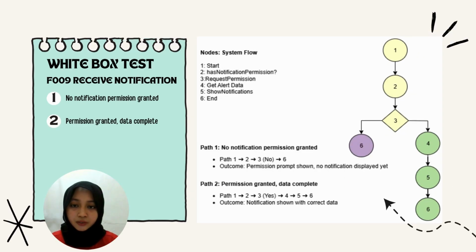Next, we have receive notification in F009, which will display the alert notification from the RFID kitchen that has been scanned by the IoT scanner. We have a few parts. Part 1 is no notification permission granted, which allows a flow of 1, and it goes to 2. It will go to 3, which is request permission. If no notification, it will go to 6, which is end the process. And then the next one goes to 1, 2, 3, and at 3 the permission is granted, yes. Then it goes to 4, get the alert data, and then goes to 5, show notification, and it ends the process in 6.